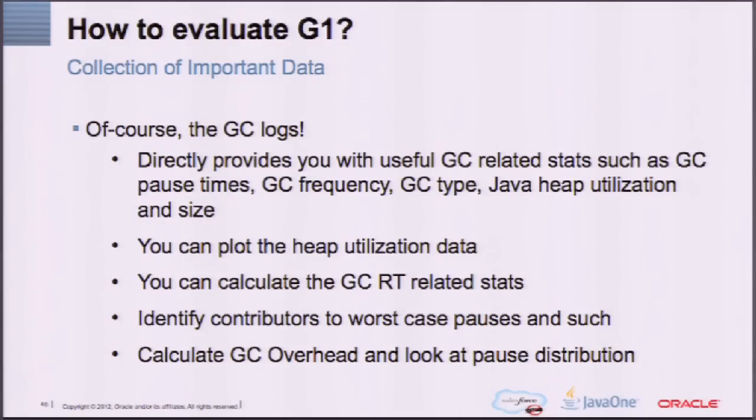And then you can plot the heap utilization. You can calculate the real response time stats. You can identify contributors, like say a mixed GC was the contributor, or the last of the four mixed GCs was the contributor to the worst case pause time. You can calculate your GC overhead and look at your pause distribution. You have to write a parser script and feed it to GCHisto, JFreeChart, or what have you.